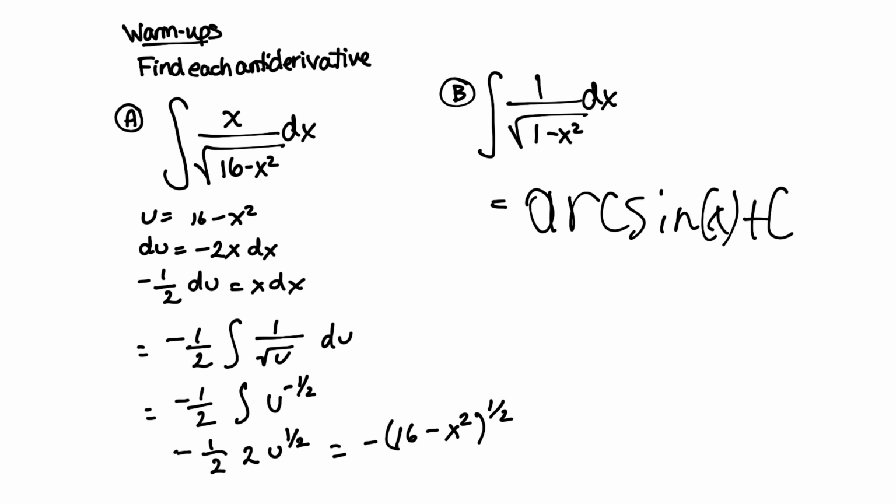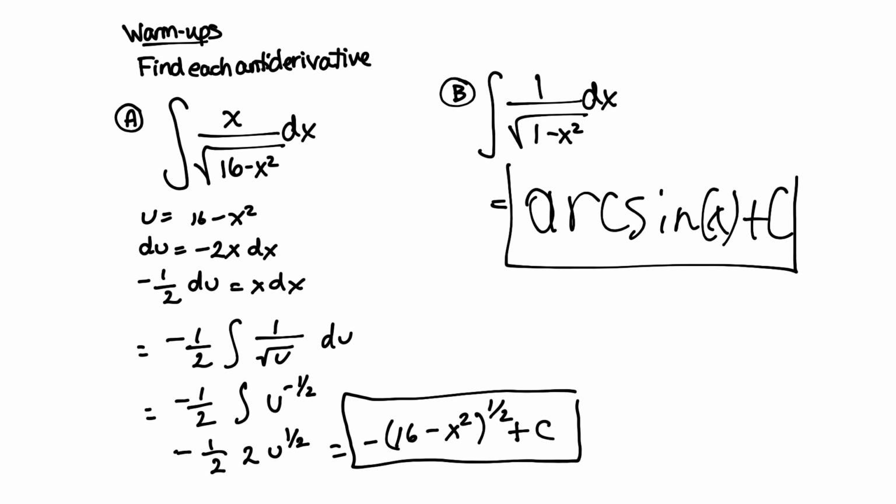Good. When you added that power 1, you flip it over and make it 2 over 1. That 2 over 1 cancels with that 1/2, and then we get negative quantity 16 minus x squared raised to the 1/2 power plus c, because it's an antiderivative or an indefinite integral. So we throw a plus c at the end. Derek, thank you for writing that up for me. Thanks, Brandon, for writing the arc sine of x up for me. Any questions?